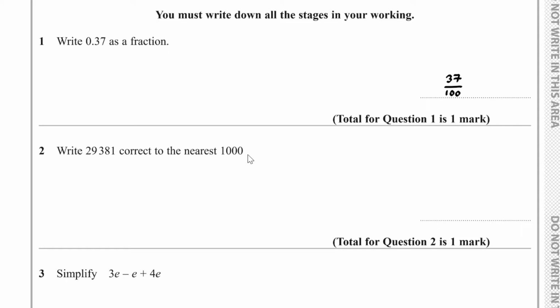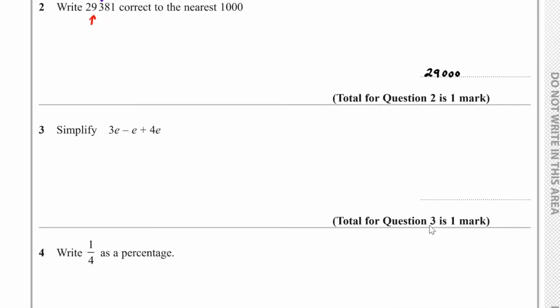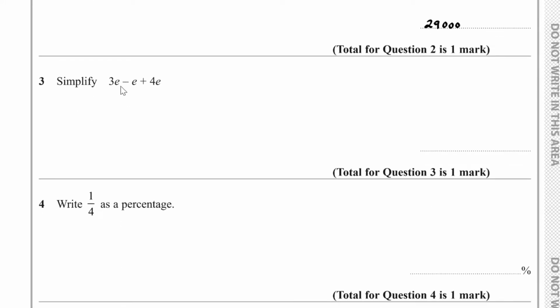For question 2, we have to write 29,381 correct to the nearest 1000. Well, if you look at the 1000 column, the digit after, which is this 3, is less than 5, so we don't need to change this 9, so we have here 29,000.